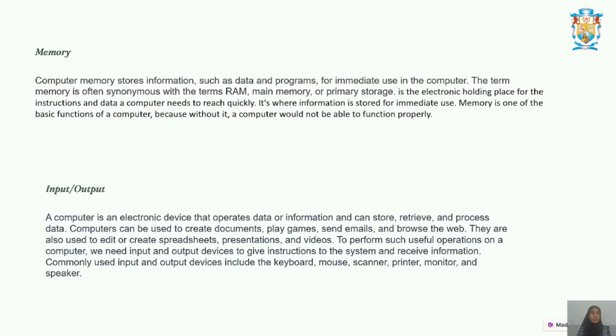Next, we'll see the memory. So computer memory stores information such as data and programs for immediate use in the computer. So the term memory is often synonymous with the terms RAM, that is random access memory, main memory or primary storage. So it is the electronic holding place for the instructions and the data a computer needs to reach quickly. So this memory has the data which a computer needs, and whenever the computer asks for the data, this memory has to provide that data to the computer. So it's where information is stored for immediate use.